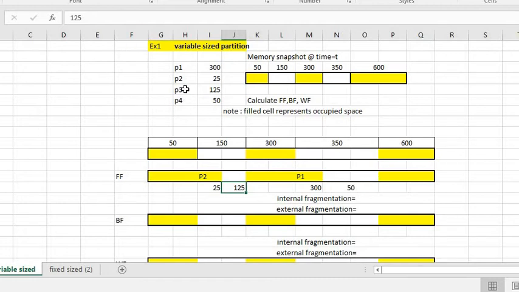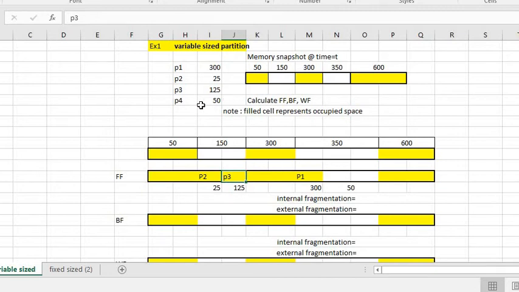Now let us see P3, the next process request. It is requesting 125 kilobytes of memory. So we need to check the first possible place. The first hole is now 125, so it is possible to fit P3. So fit P3 in the first available space. There is no hole generated here because out of 125, the complete space has been given to P3.